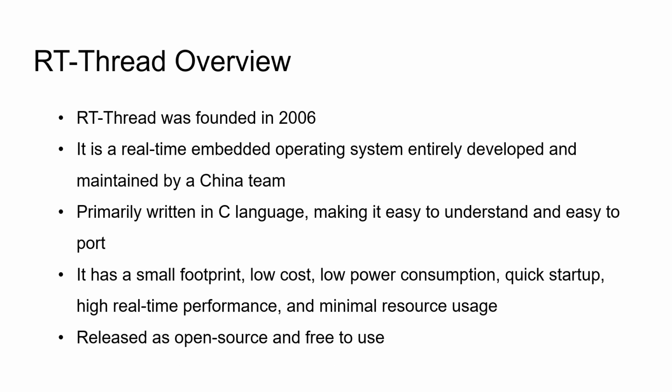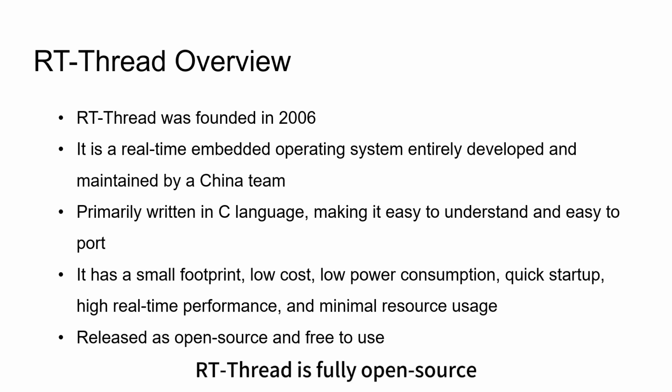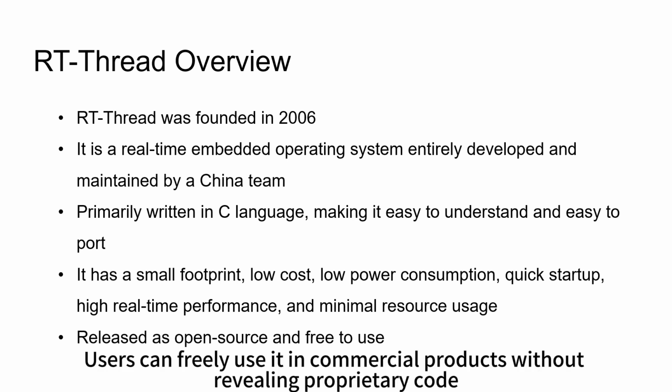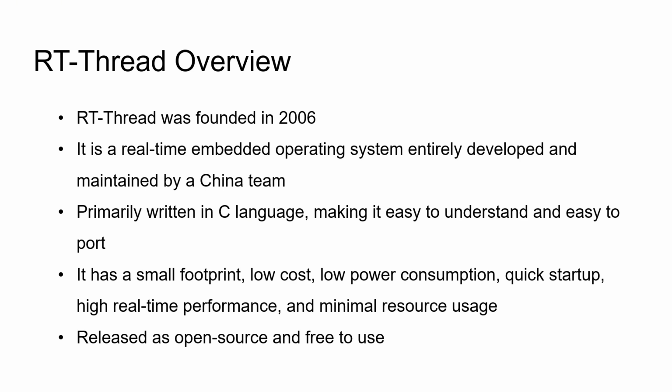Compared to Linux, RT Thread has a smaller footprint, lower cost, and reduced power consumption. It excels in real-time performance and is well suited for resource-constrained environments. RT Thread is fully open source, following the Apache License 2.0. Users can freely use it in commercial products without worrying about open-sourcing proprietary code, eliminating potential business risks.